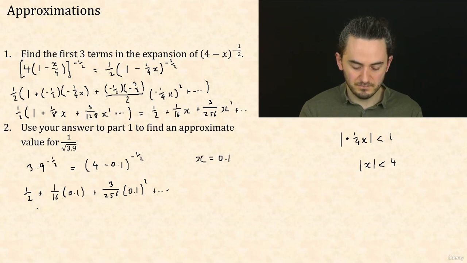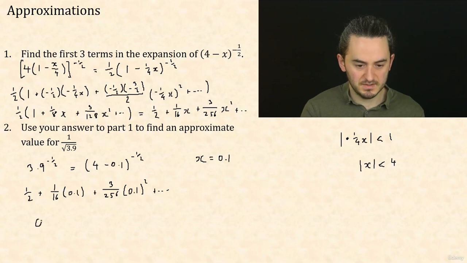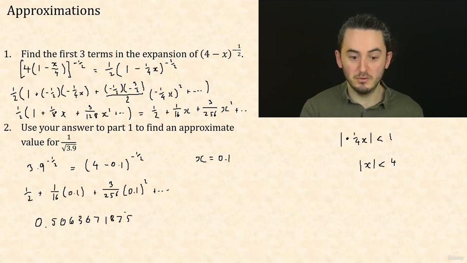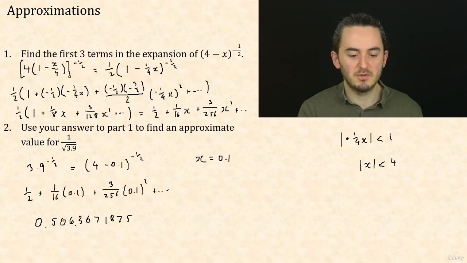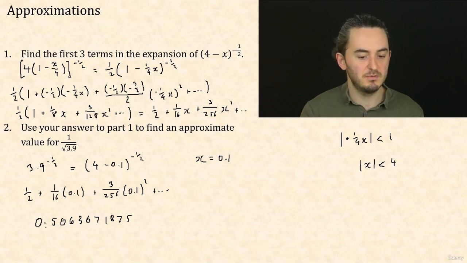So it's a half plus 1/16 times 0.1 plus 3 over 256 times 0.1 squared, and I get 0.50637. That's the full thing that my calculator is saying. Now, sometimes they'll say, give an answer to 5 decimal places, or write down all the numbers in your calculator, whatever. So anyway, that's what it's saying on my calculator.